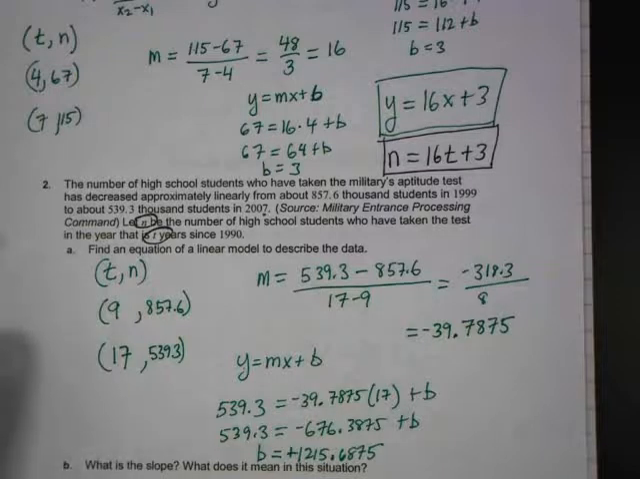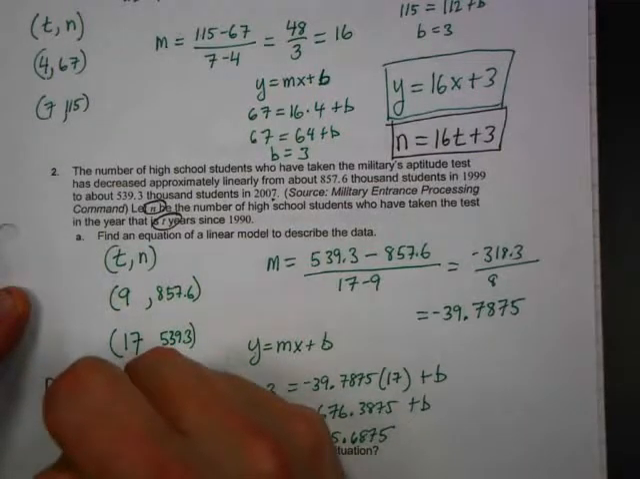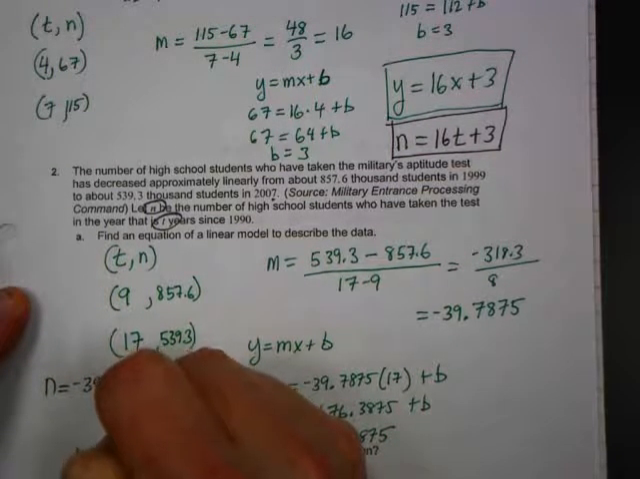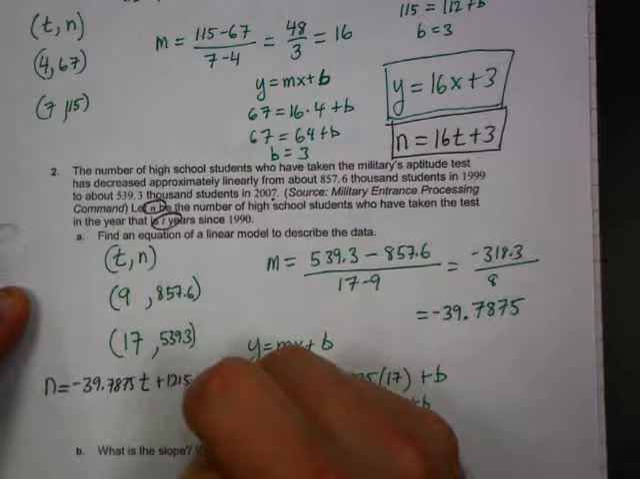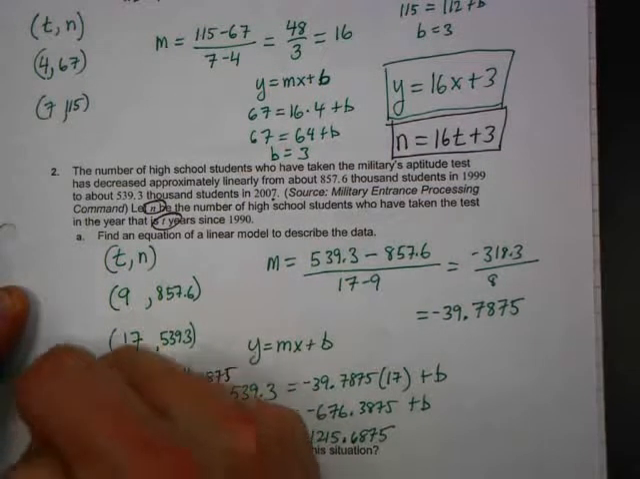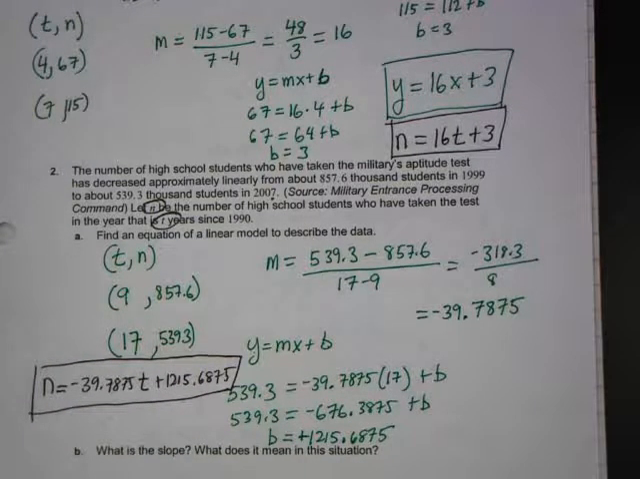So my final answer for part A should be N equals negative 39.7875 T plus 1215.6875. Questions on that? Yeah, and I think it would have been a good idea there to round off that decimal. 4 places is probably too many. A couple probably would have been plenty. But you told me to keep them all, so I did.